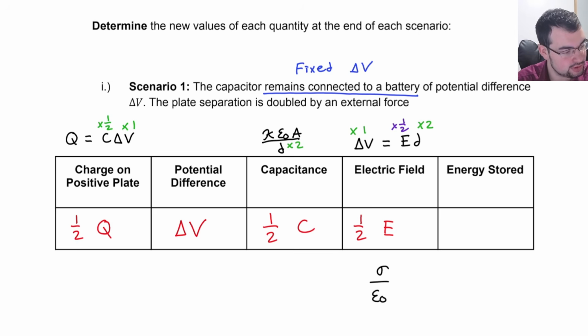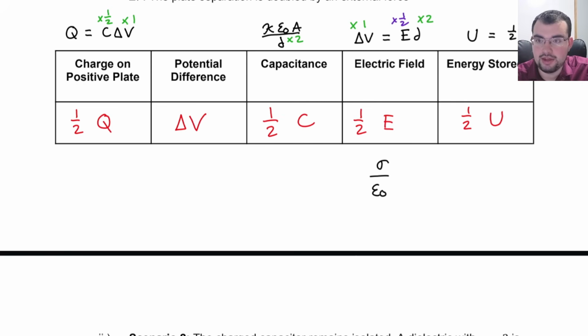Now, what about the energy stored? Pick your favorite. Just to avoid the squaring, maybe let's just use the definition, 1/2 Q delta V. Don't get tricked by that 1/2. That 1/2 is just a multiplier. We're only looking at the ratios. So delta V remained fixed, but the Q got halved. So that actually means our energy stored also got halved. So there's our values there.